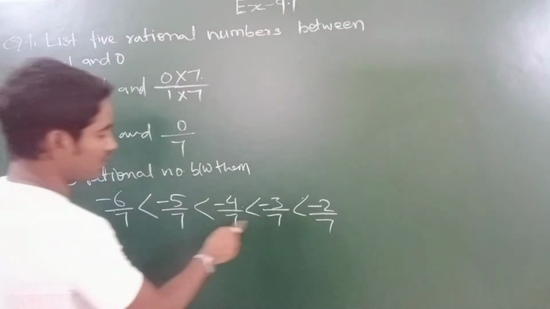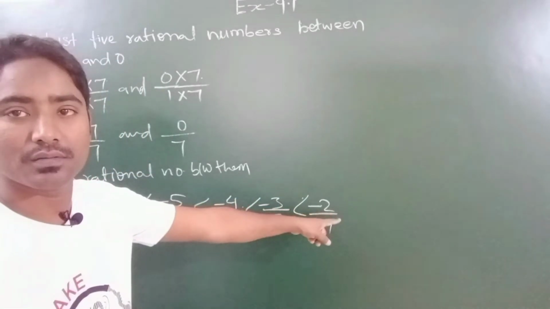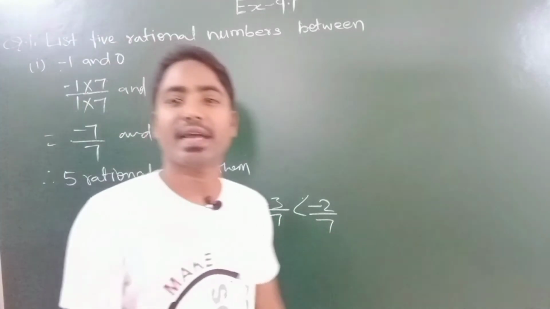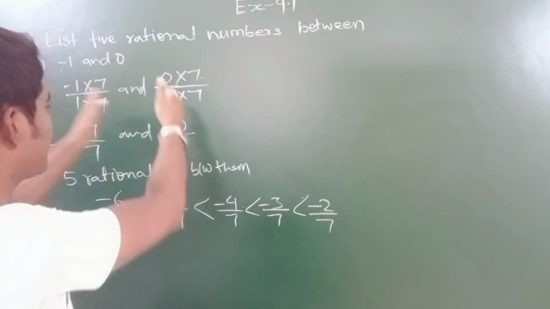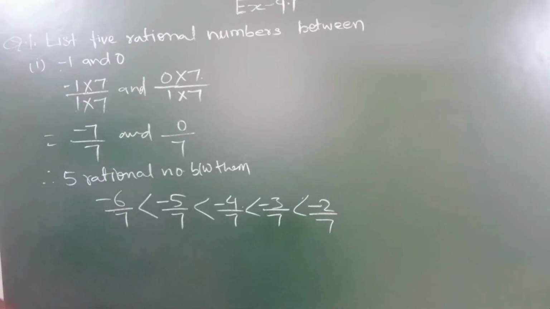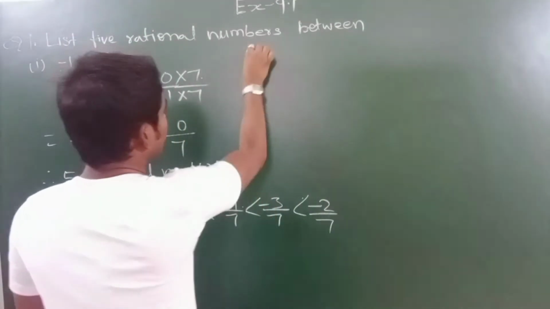1 2 3 4 5. Still -1 is remaining, we can also write it, but we need only 5 rational numbers. So like this we are creating the space, students, and then writing the rational numbers. Now coming to the next segment, segment number 2.